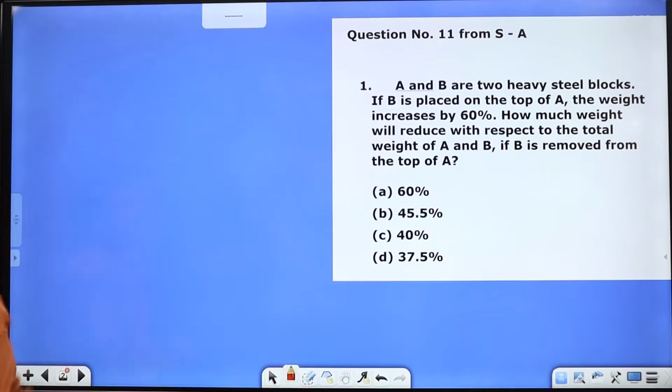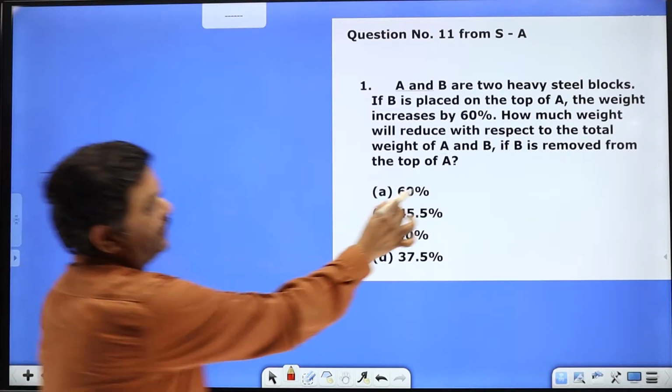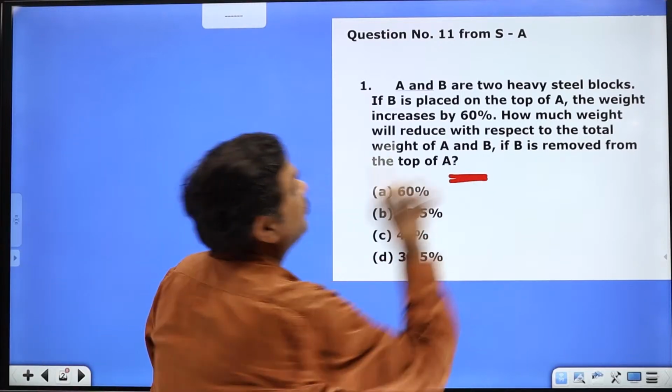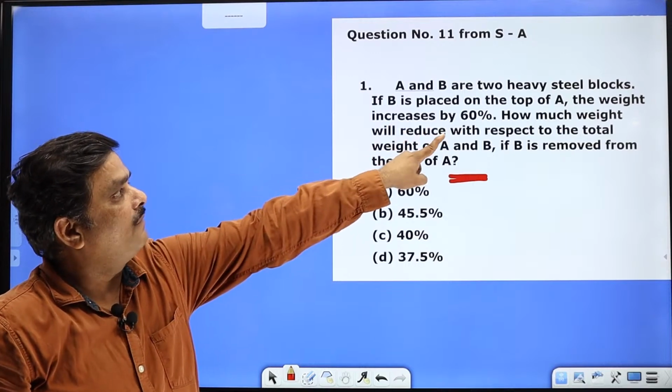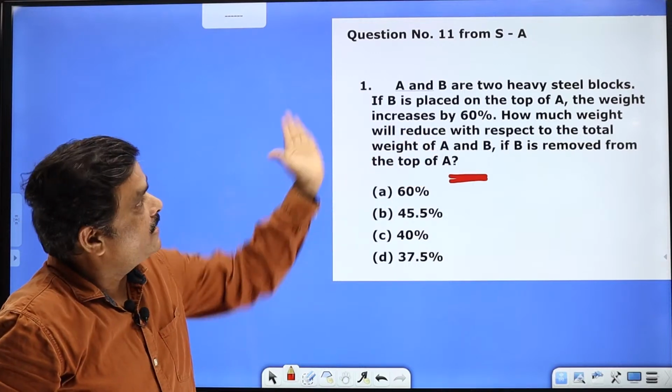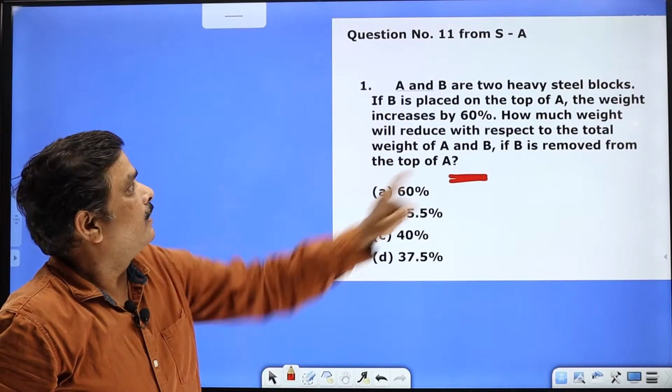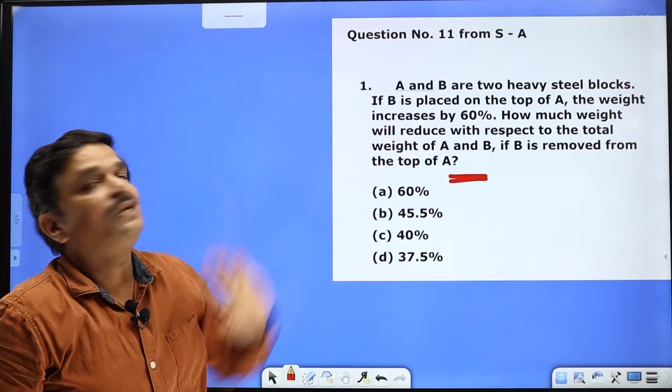Now take this question. This is from the percentages chapter. Simple question from percentages. How have they given it here? A and B are 2 heavy steel blocks. If B is placed on the top of A, the weight increases by 60%.